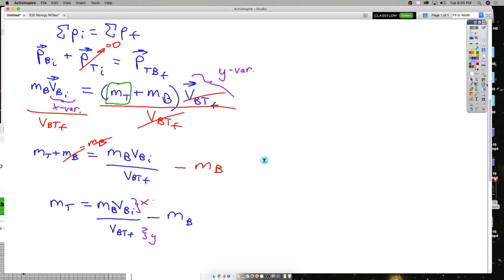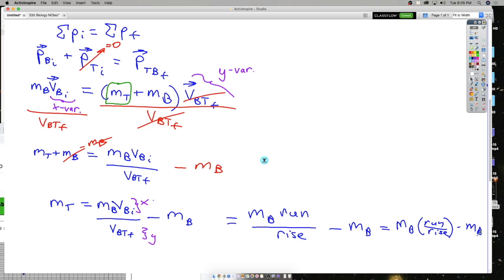Now this isn't quite the same as what you're used to seeing, but the idea is the same, okay? A change in x, our x variable, that's a run. So what we're saying is, take the mass of the bullet glider, right? Times it by a run, divide it by a rise, a change in y, and then subtract m_b. Run over rise, right? You're dividing x by y, so it's not quite the slope. Run over rise is 1 over the slope, right? It's the inverse of the slope. It's the slope, but flipped.